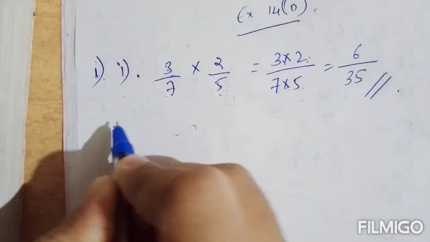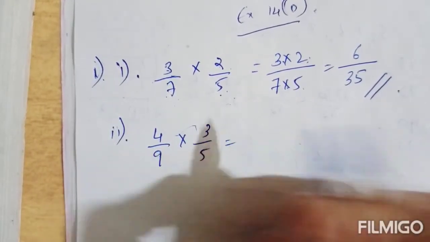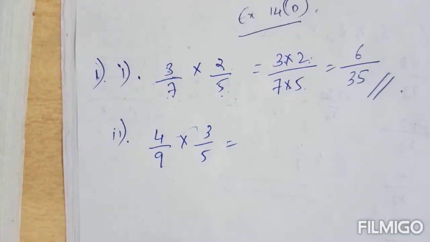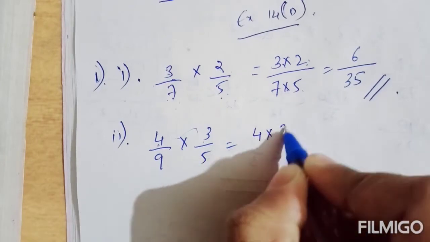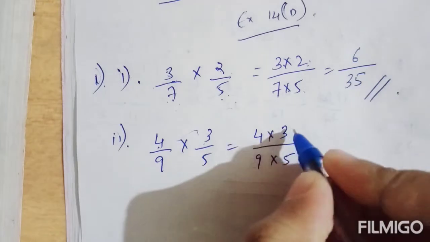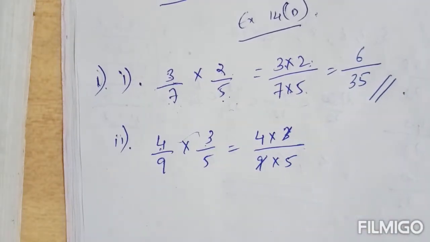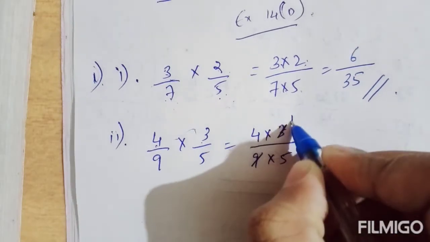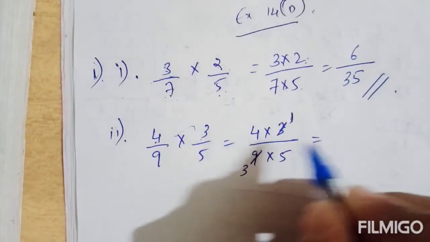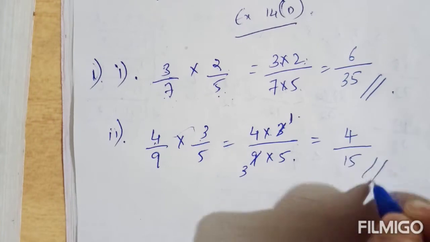Okay. Second one, 4 by 9 into 3 by 5. So product of numerators by product of denominators. You will get 4 into 3 by 9 into 5. Now here 3 and 9, you can reduce that. You can divide both by 3. Okay, 3 divided by 3, 1. 9 divided by 3, 3. What you will get? 4 into 1, 4, by 3 into 5, 15. 4 by 15.